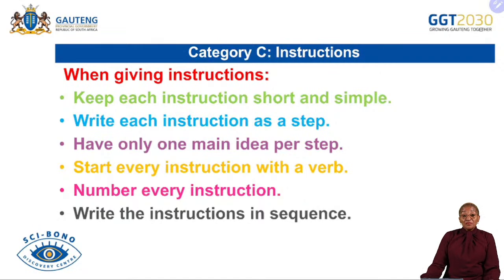If I were to give an example here of what we mean by writing the instructions in sequence, you've got to follow a particular sequence. If you're giving instructions on how to bake a cake, you cannot start with having a cake already. You've got to start with the ingredients, mixing the ingredients before we have the final product. So your start and finish must be in a particular sequence. That is what we mean by saying you need to write the instructions in sequence.